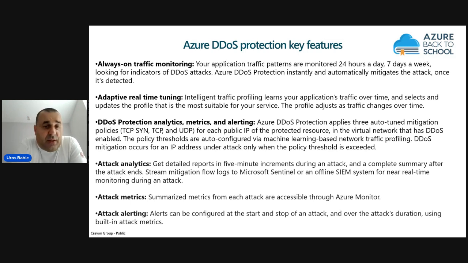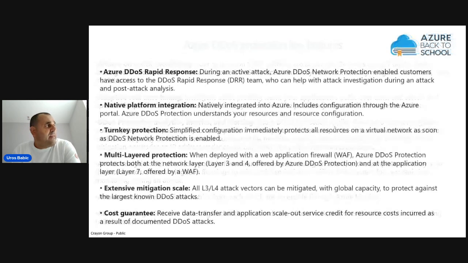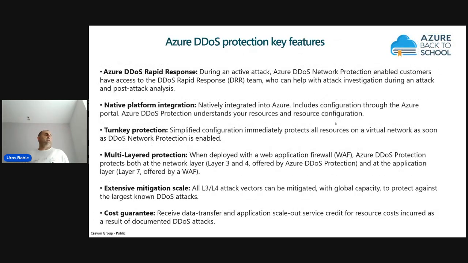When we discuss diagnostic logging, that is also very important. Attack metrics are, in order to summarize, metrics from the attack. You will see when we view and configure DDoS protection telemetry to learn more, and the attack alerting, for example, Azure DDoS rapid response for many attacks, a native platform integration, and extensive mitigation scale for L3 and L4 attack vectors.